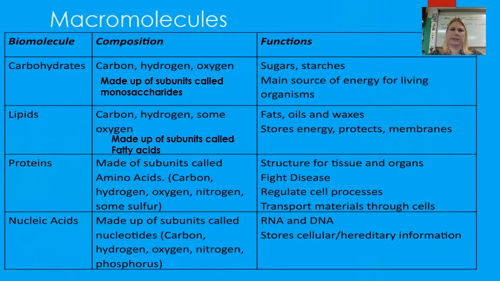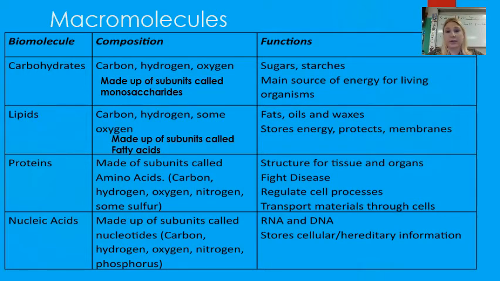Our next category is lipids. It's made of carbon, hydrogen, and some oxygen. We call the subunits of these fatty acids. So we have fats, oils, and waxes being some of the examples. They store energy, protect us, and they surround our cells, forming the cell membranes, okay? Proteins. Proteins are made out of subunits called amino acids.